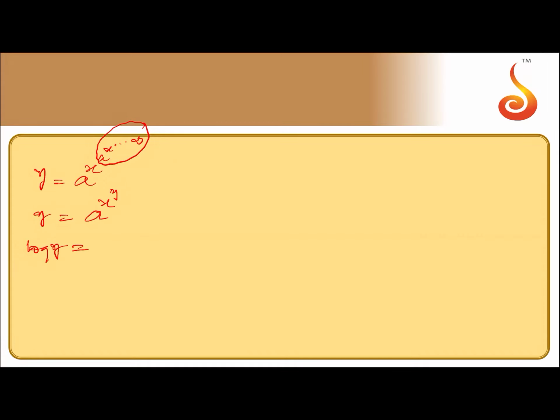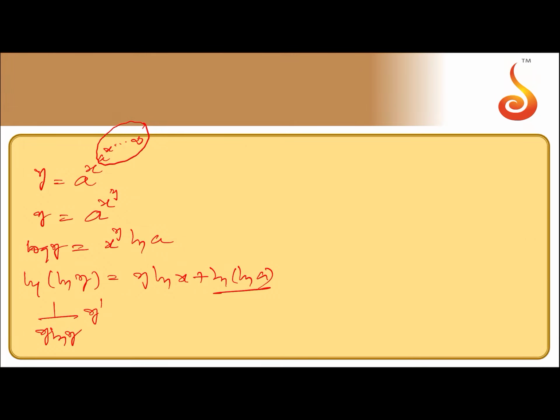Taking logarithms on both sides, log y equals x to the power of y log a. Again taking logarithm, log log y equals y log x plus log log a. But this is a constant, derivative is 0. And the derivative of this one is 1 divided by y log y into y dash equals y dash log x plus y by x.